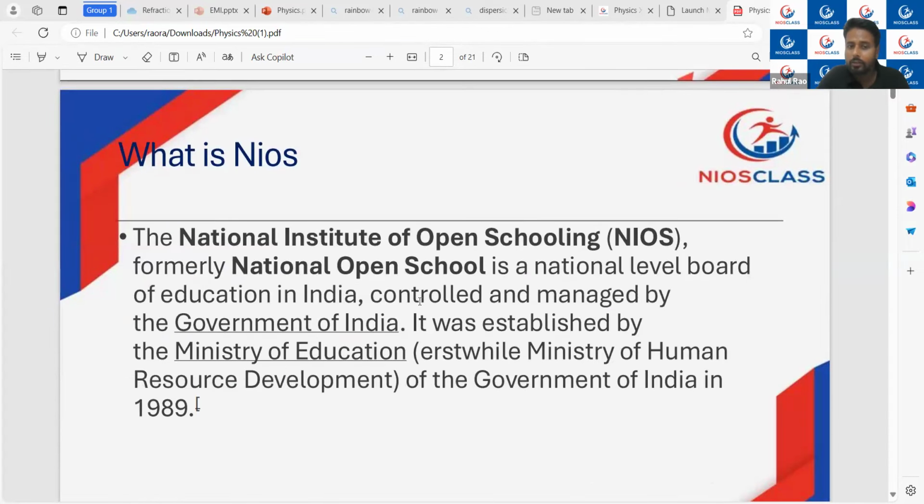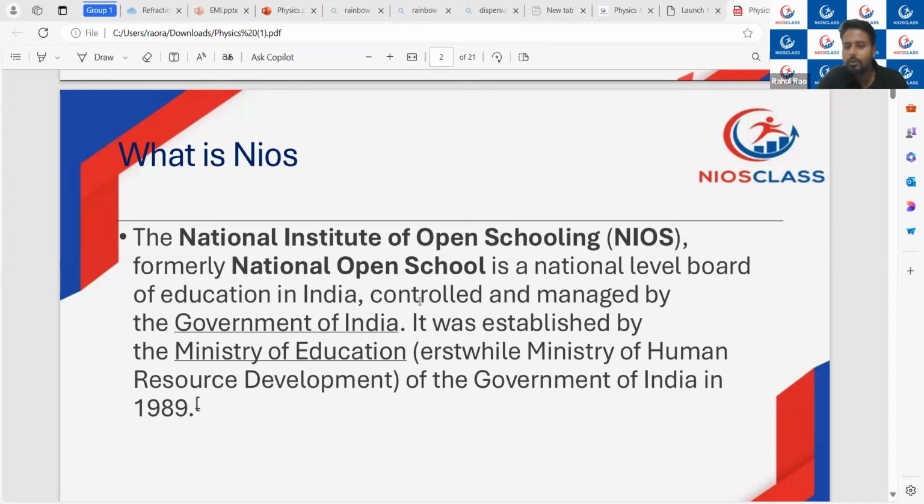NIOS is the National Institute of Open Schooling, and it is a central government organization, like CBSE. CBSE is also a central government organization, so NIOS is also a central government project. It is especially good for those who can't visit a school, working professionals, or people for whom there is no school option or who don't have time to attend school daily. Those people can enroll themselves here.